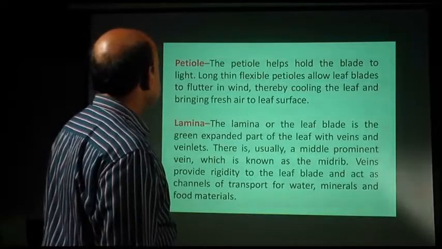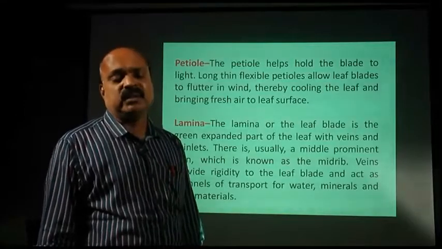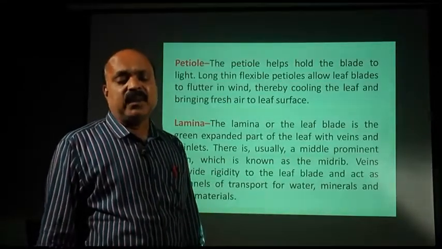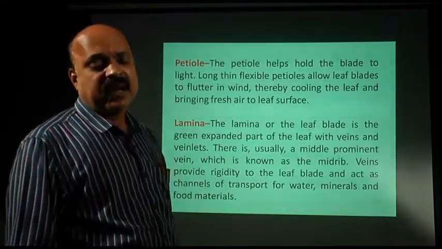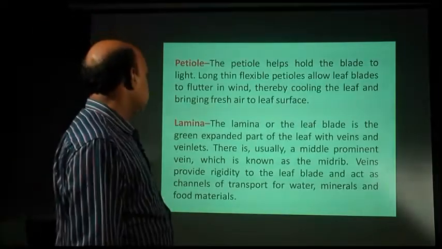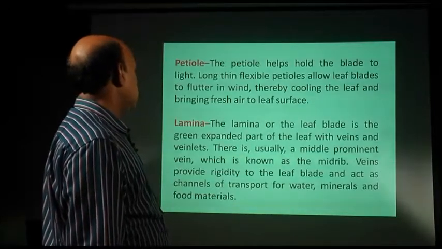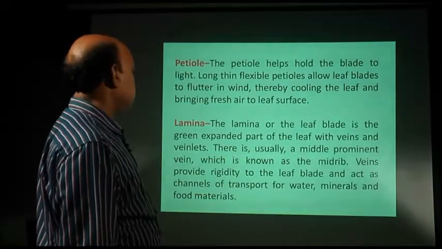The last one is the laminar leaf blade. Lamina is the well expanded portion of the leaf. So the lamina or the leaf blade is the green expanded part of the leaf with veins and veinlets. There is usually a middle prominent vein which is known as the midrib.